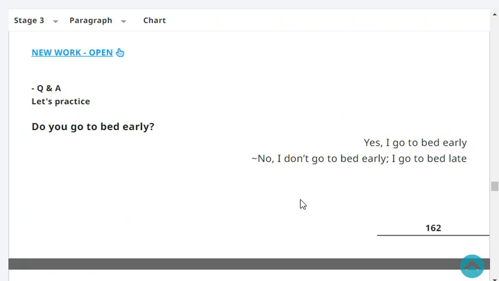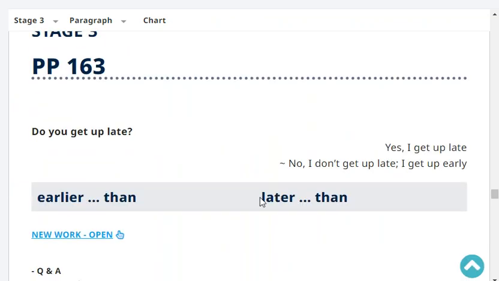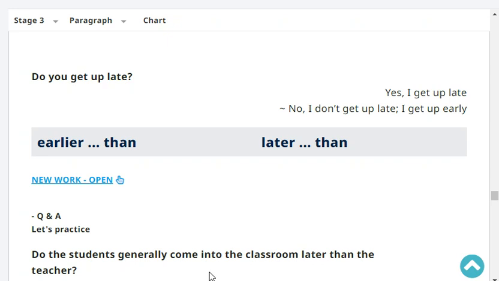Very good. Do you go to bed early? Yes or no? No, I don't go to bed early. I go to bed late. Very good. Me neither. Okay, next. Do you get up late? Yes or no? Yes, I get up late.